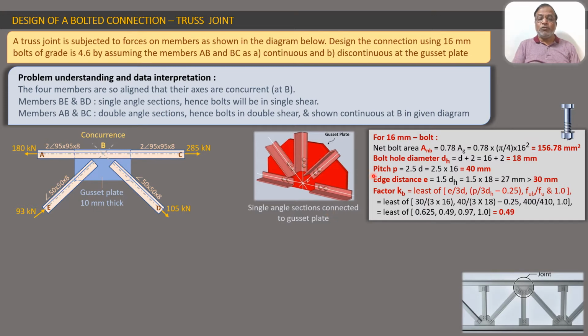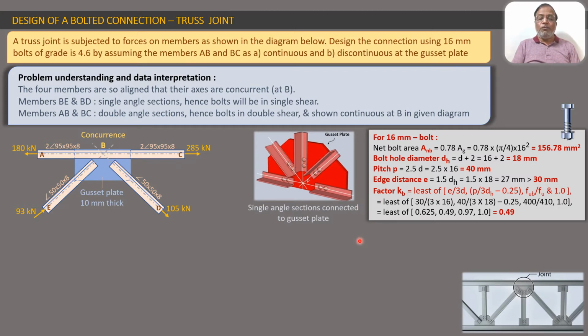Next, the pitch of the bolt is given by 2.5 D. So this is 2.5 into 16, that is 40 mm. Then the edge distance of the bolt, E, is 1.5 into DH. So this is 1.5 into 18, where 18 is the bolt hole diameter. So this amounts to 27. Rounded off, the figure is 30 mm.